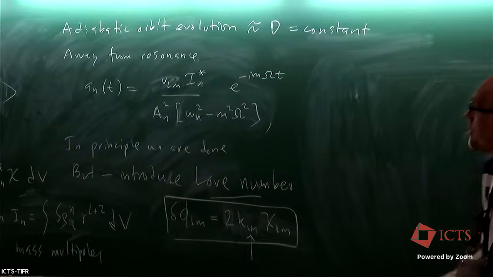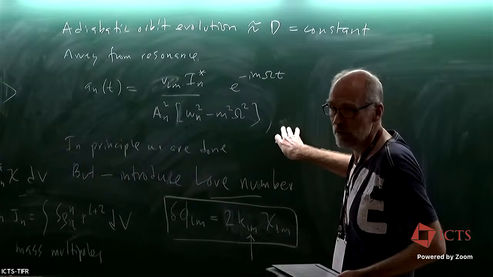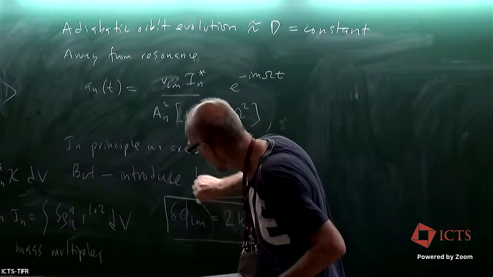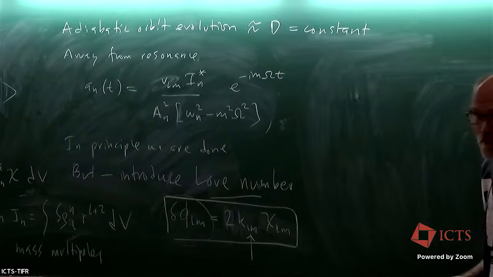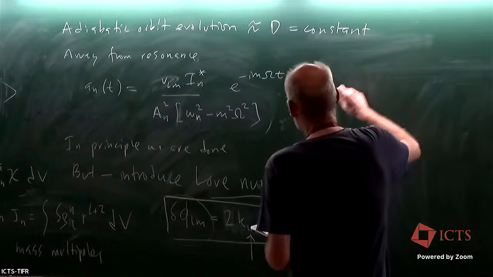But we have everything we need for this because we have the full solution. We know how the star responds, right? And so all we need to do is translate that into this, and we can compare, because we have this, we can write down an expression for this. That's what we're going to do. I hope that's what we're going to do. So how does that go? Well, we need that guy.